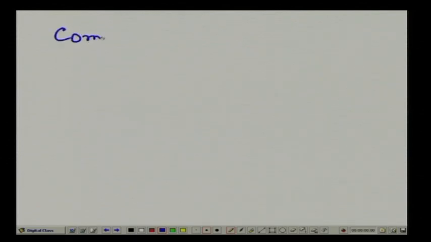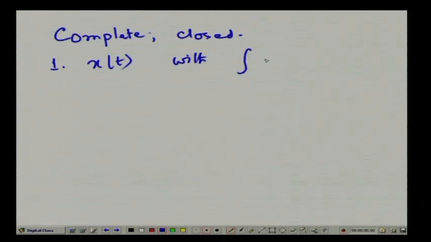We say that this orthogonal basis function is complete or closed if one of the two conditions hold. The first condition is there is no signal, say x(t), with integral x square t dt over the interval capital T less than infinity. So, this means the signal with finite energy.